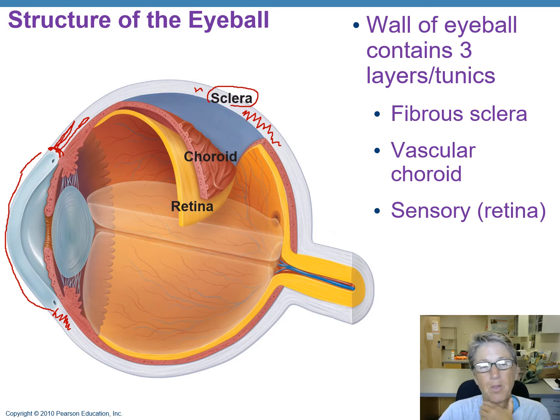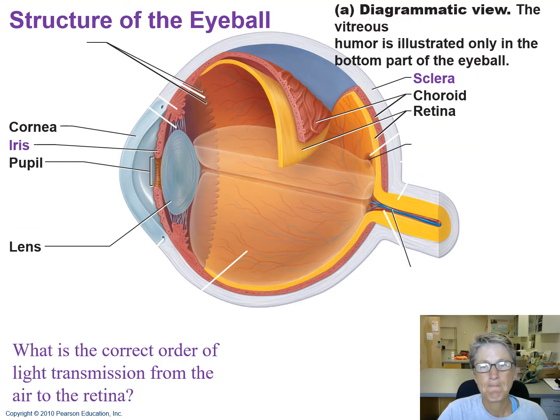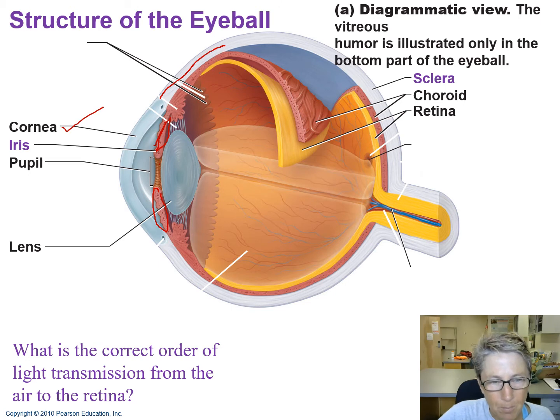And then deep to the fibrous sclera is this vascular choroid, so that's where all the blood vessels are. And then deep to the choroid is the retina, where the photoreceptors are. Okay. So we said here's the sclera. Its anterior continuation is the cornea. The iris is this structure here. So this is the iris that's cut. And then here's the pupil, or the opening of the iris. And then just posterior to the opening of the pupil, you have the lens of the eye.